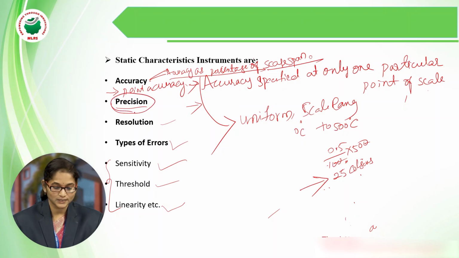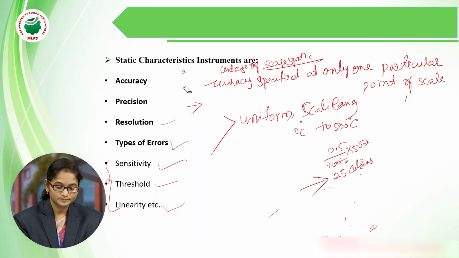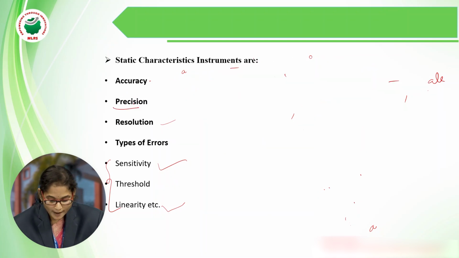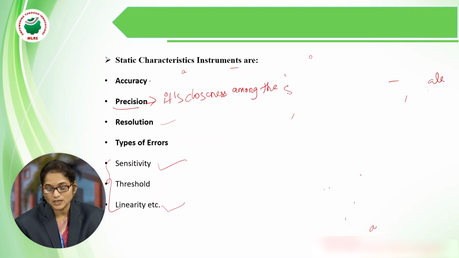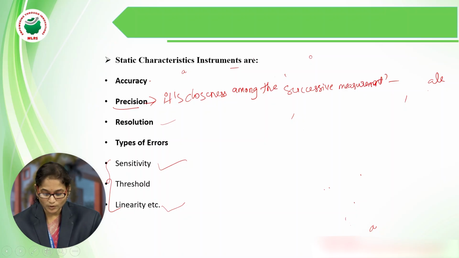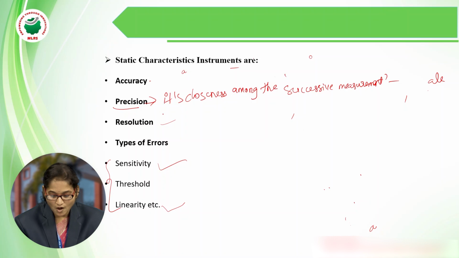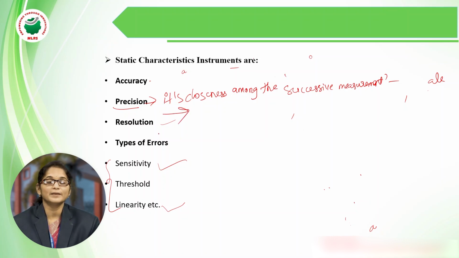Next we will discuss what precision is. Precision is closeness among the successive measurements. It is the degree to which successive measurements differ from each other.